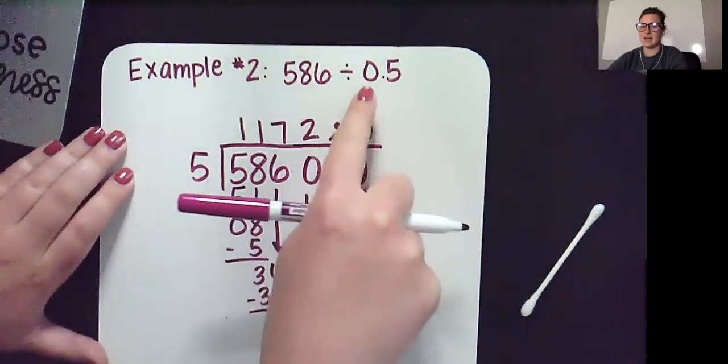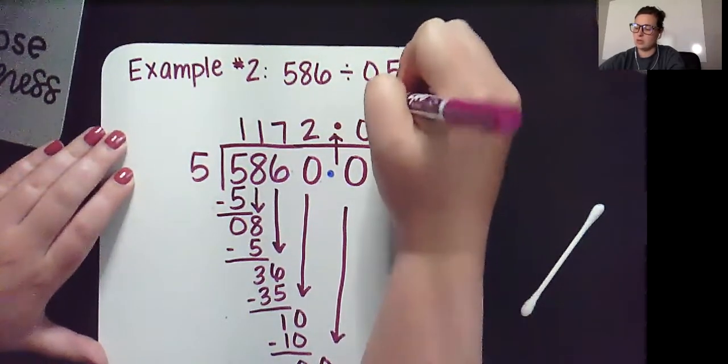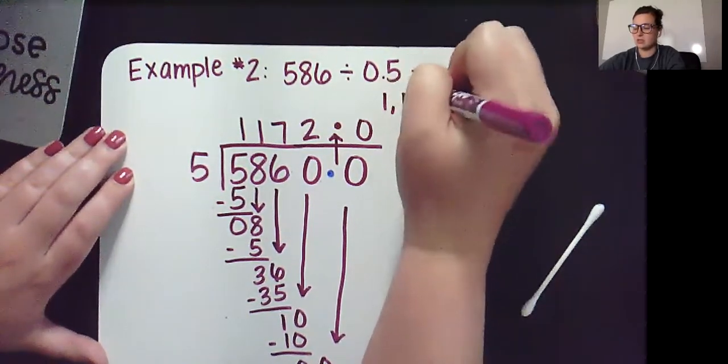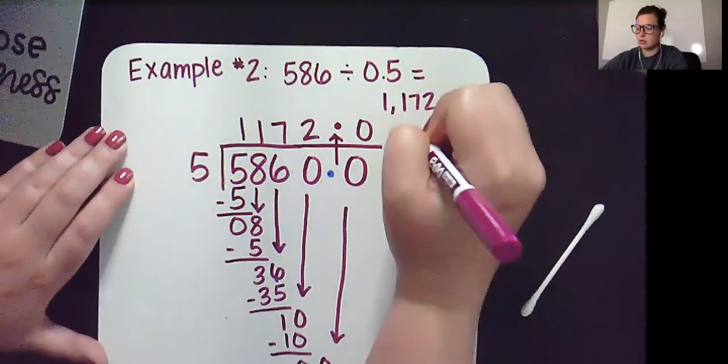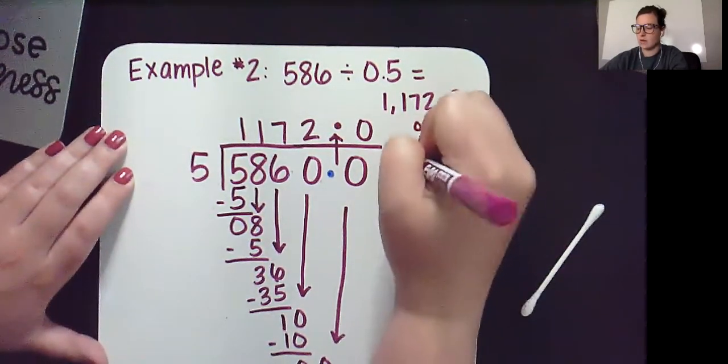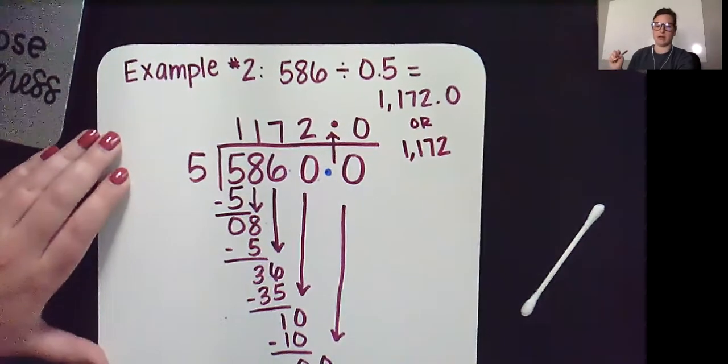586 divided by 5/10 gives you a quotient of 1,172 and 0/10, or you can write it without the decimal point since only a 0 comes after it. Put it back in invisible mode.